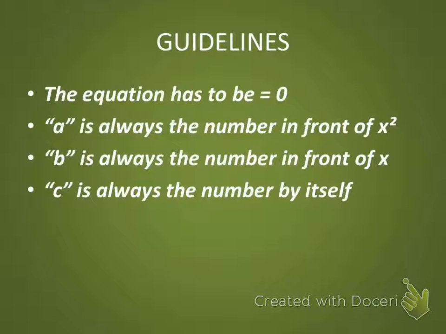When you're using the quadratic formula, you want to follow these guidelines. First, you have to make sure that the equation is equal to 0. And then you want to identify a, b, and c values by following these rules. A is always the number in front of x squared, b is always the number in front of the x, and c is always the number by itself.